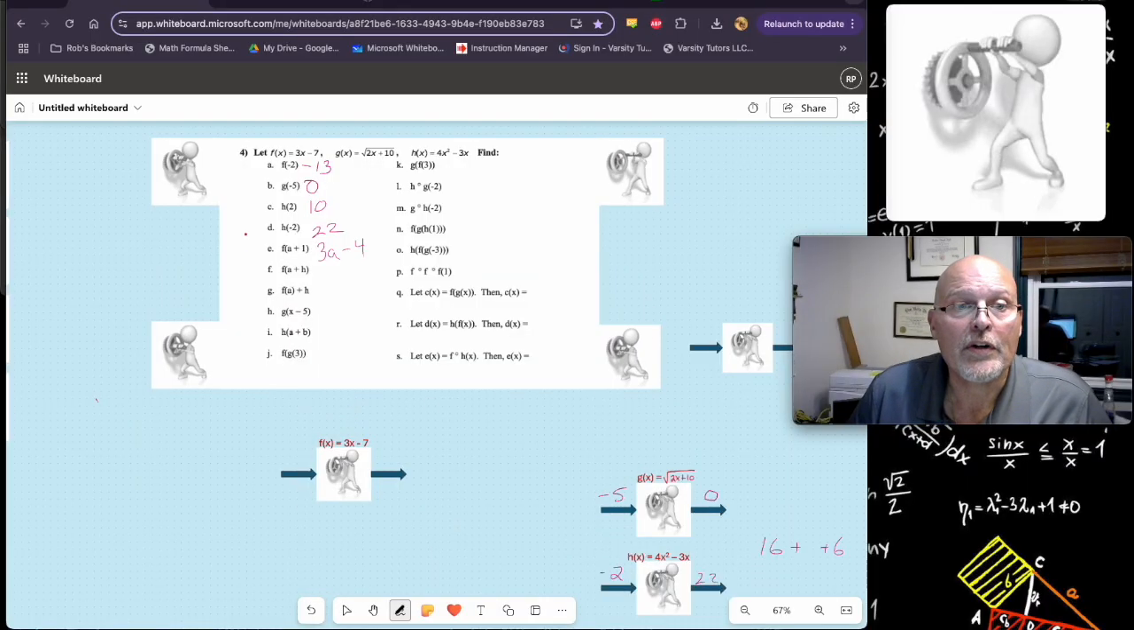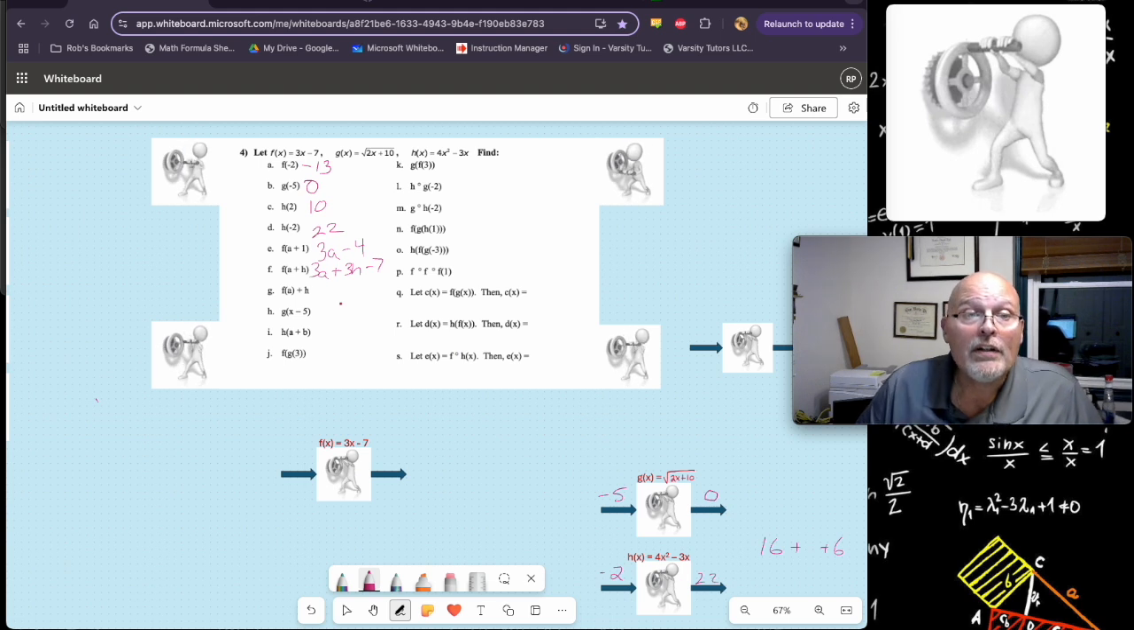All right, the next one we're going to do f of a plus h. I wish they hadn't used h here since it is one of our functions, but this is just the variable h the way I'm going to solve it. So f of a plus h means my input is a plus h, and my output is going to be 3 times a plus h minus 7. 3a plus 3h minus 7.